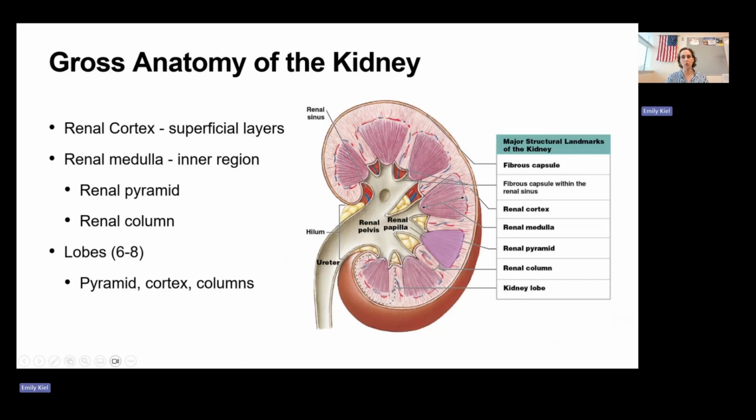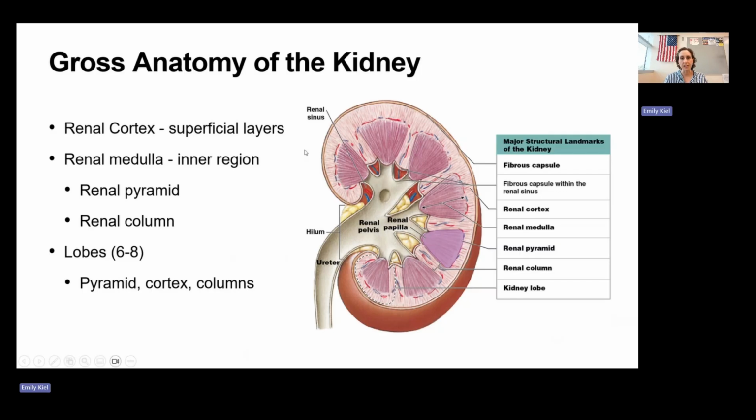So here is some gross anatomy of the kidney and some terminology. We have our renal cortex, our superficial layer that goes along the outside of the kidney. And then the inner region is called the renal medulla. These have a very distinct appearance both grossly when you're looking at specimens as well as on ultrasound. You can tell a lot about it.